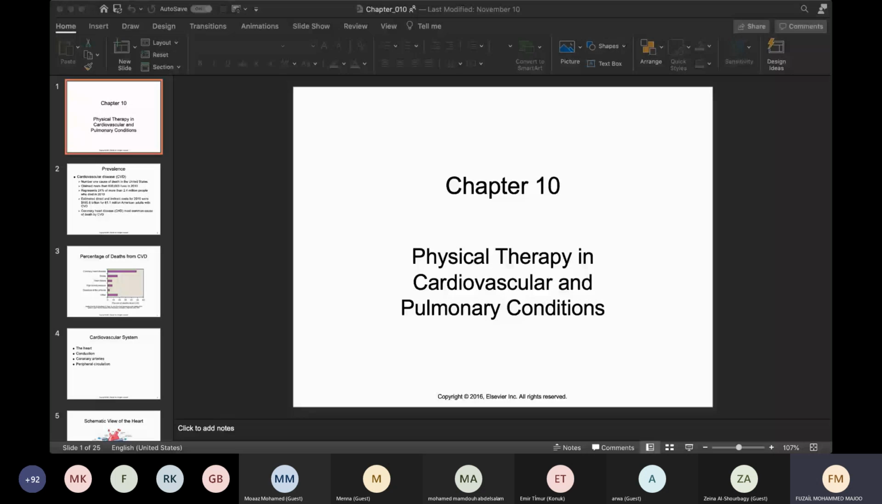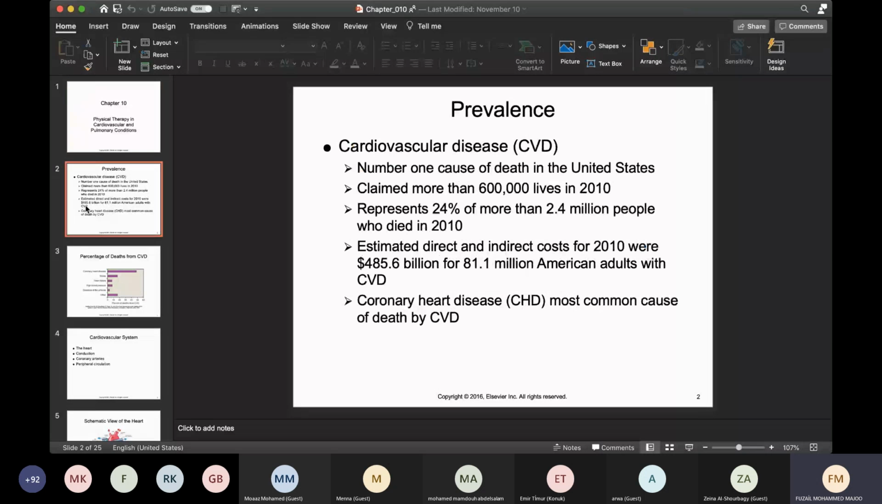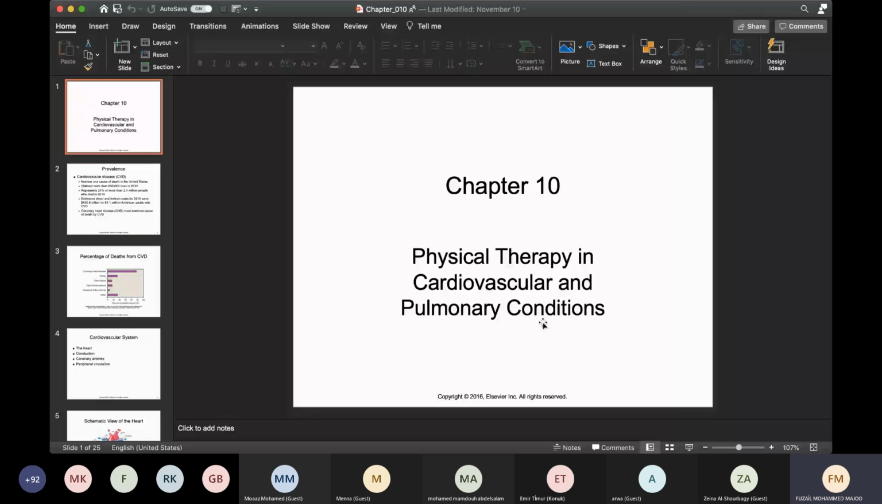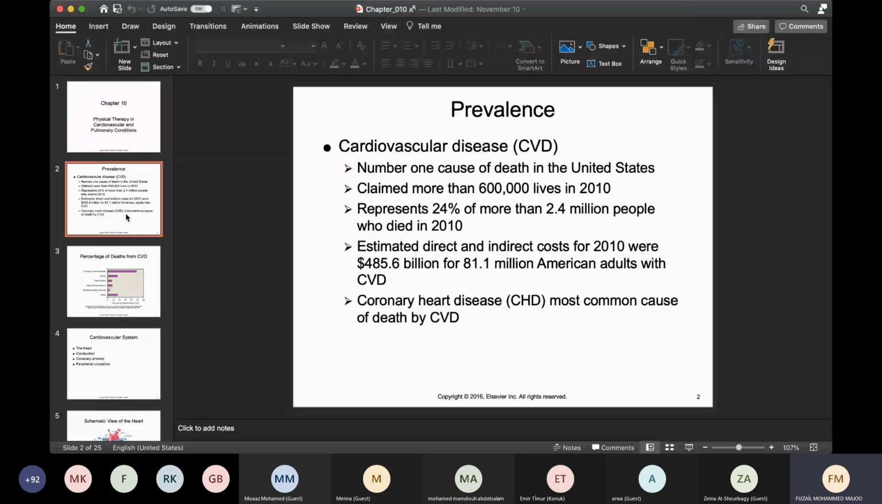All right. So for the 10th unit that we're covering, this goes over cardiovascular and pulmonary conditions. So let's look at this. So CVDs, cardiovascular disease. This is the #1 cause of death in the United States. And again, I'm going to say probably globally, worldwide. This ends up killing a lot of people.